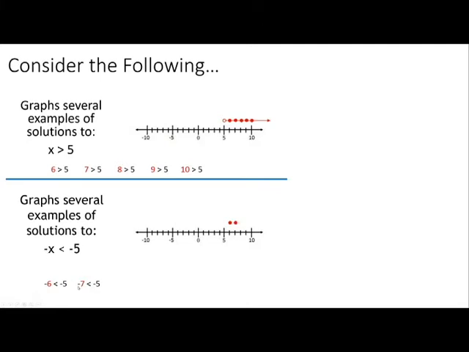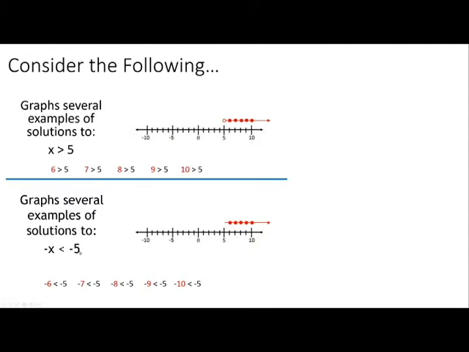Remember, the negative sign is always there. If I plug in an 8, negative 8 is smaller than negative 5, negative 9, negative 10, and so forth. In fact, anything to the right of 5 on my number line is going to give me a solution that is less than negative 5.